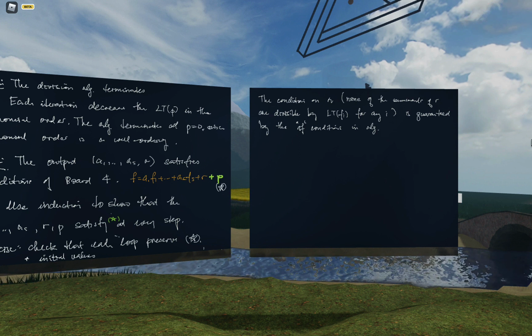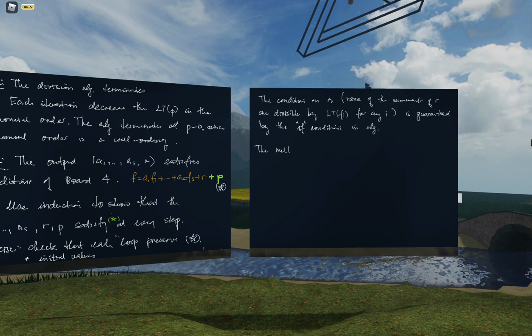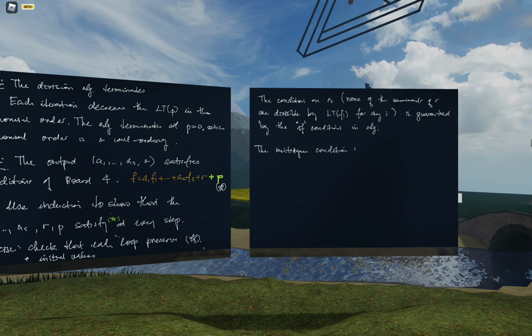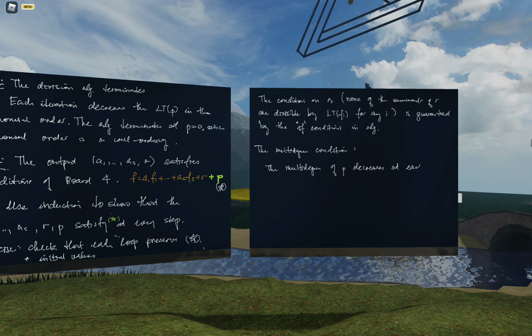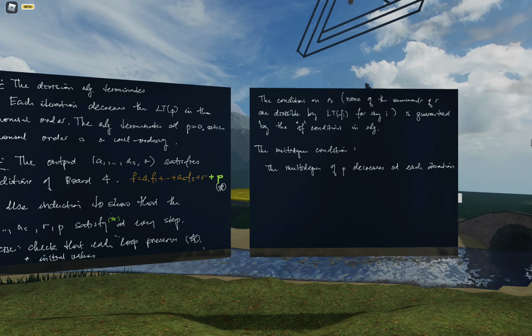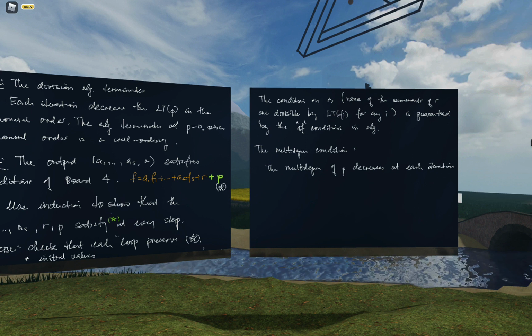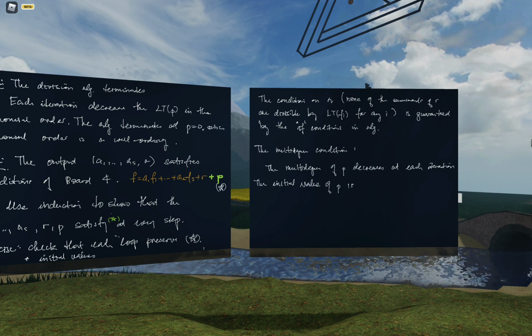Okay, so the last thing we have to check is the multi-degree condition. So how do we prove this? The multi-degree of P decreases at each iteration. That's because we either find something to divide by and we remove a term, or we just remove a term. We can't escape this. So the initial value of P is F.